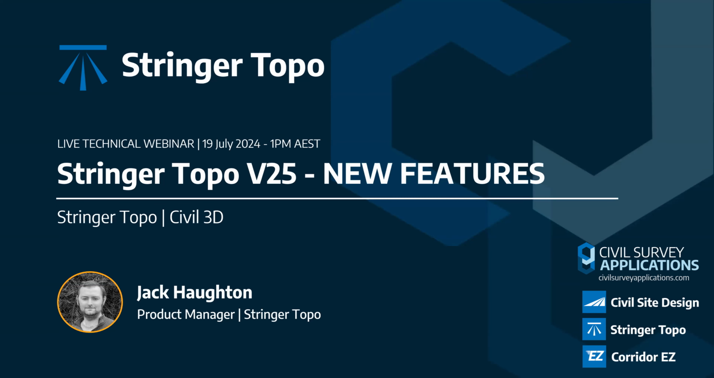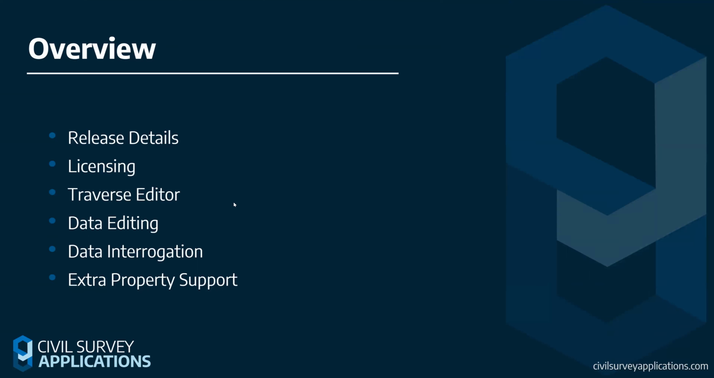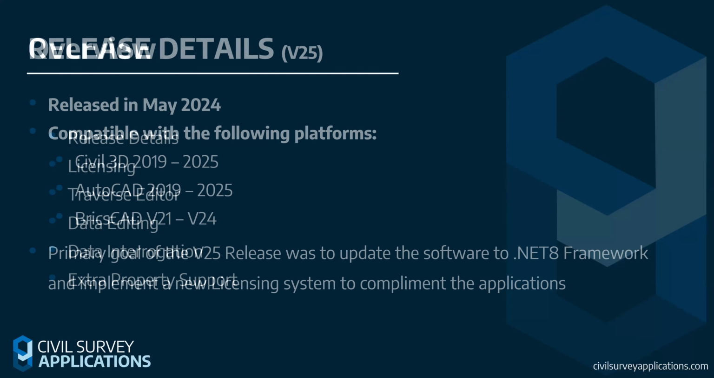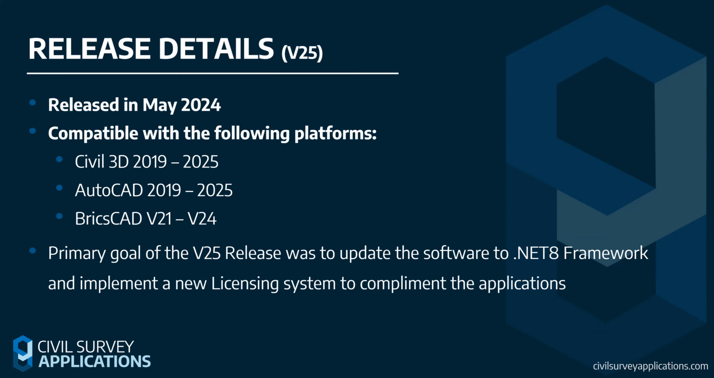Thanks for that, Shane. Well, welcome all to this demonstration on the new features with the latest Stringer Topo V25. Today we'll be going over a number of the new features within the software, things like the general release details, why we've pushed out this release and the new licensing and such. The brand new traverse editor and data editing tools, along with data interrogation, and the new extra property support, which allows you to now bring properties into the data. So first off, let's have a look at the release details.